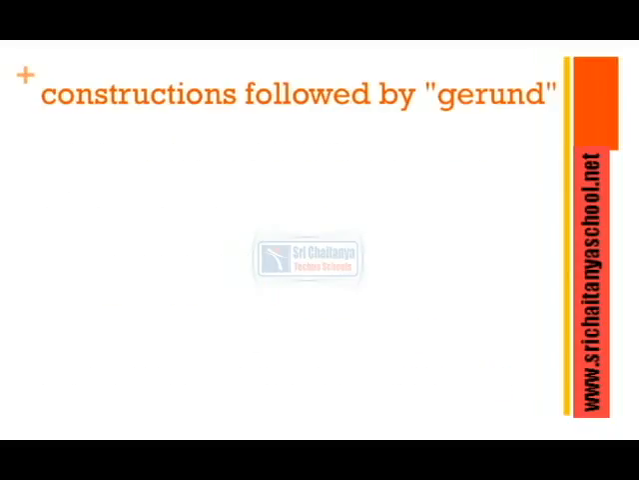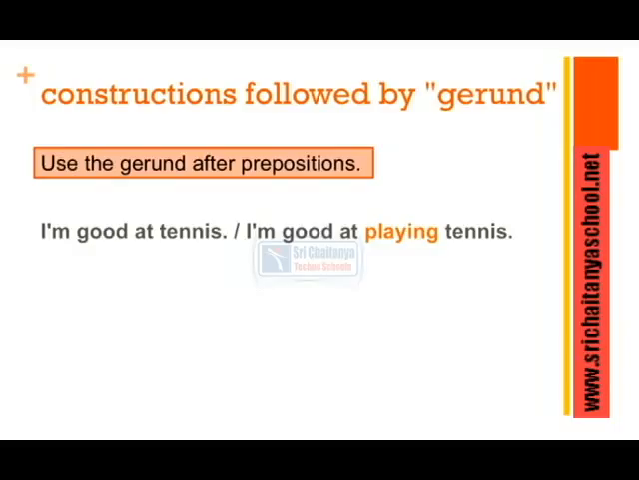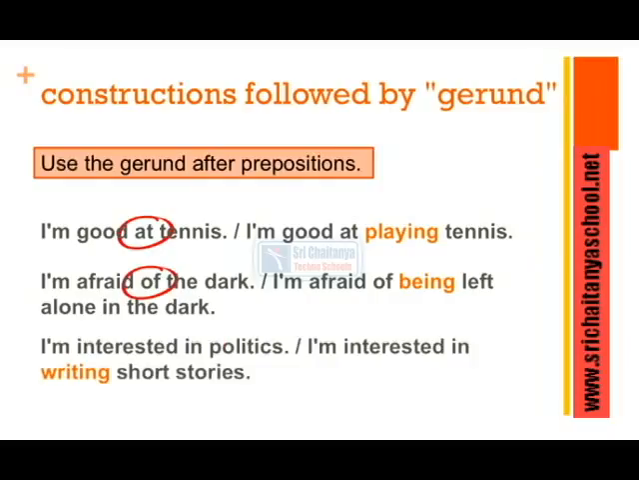All right, and now of course we have constructions followed by gerund. There aren't too many rules, but there's at least one consistent rule, and this is: please use the gerund after prepositions. I'm good at tennis. At is your preposition. I'm good at playing tennis. I'm afraid of the dark. Of being the preposition. I'm afraid of being left alone in the dark, which is a gerund in the passive. Or I'm interested in politics, in being your preposition. I'm interested in writing short stories, for example. So good at, afraid of, interested in: adjective, preposition, and then gerund.